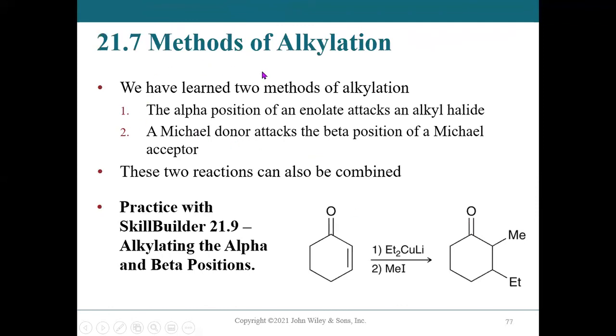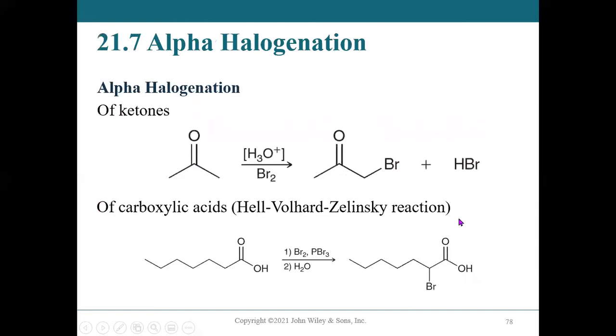The different methods of alkylation. We have learned two methods of alkylation: the alpha position of an enolate attacking an alkyl halide, and a Michael donor attacking a beta position of the Michael acceptor. These two reactions can be combined. The alpha halogenation of ketone, and we see here.